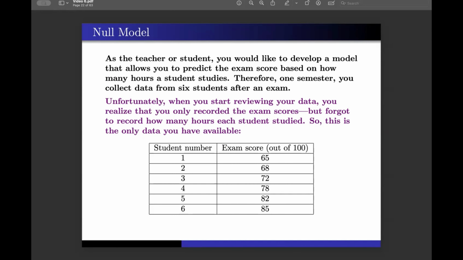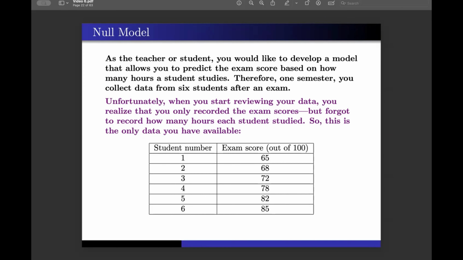This student number over here does not really affect the exam score in any way. It just means that one of the students in your data has exam score 65. The other student has exam score 68. That's it. It does not really affect the exam score.